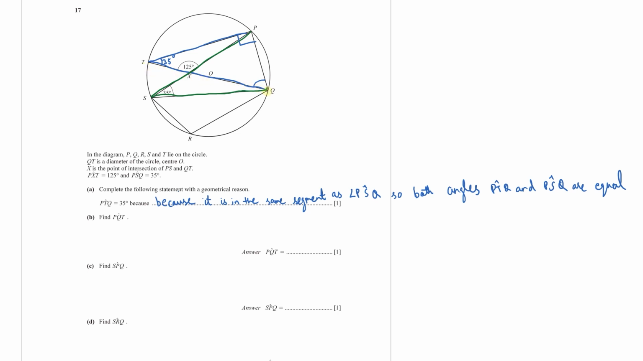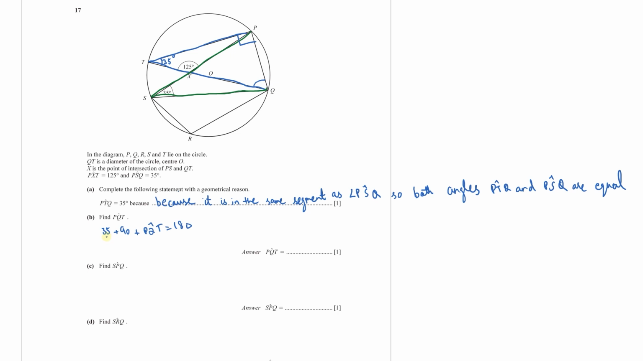This line here is a diameter and it's making this angle at the circumference, and we know this property that the angle in a semicircle is 90 degrees. So now you can use the property of triangles where the sum of angles is 180 degrees. So 35 degrees plus 90 degrees plus angle PQT should equal 180.